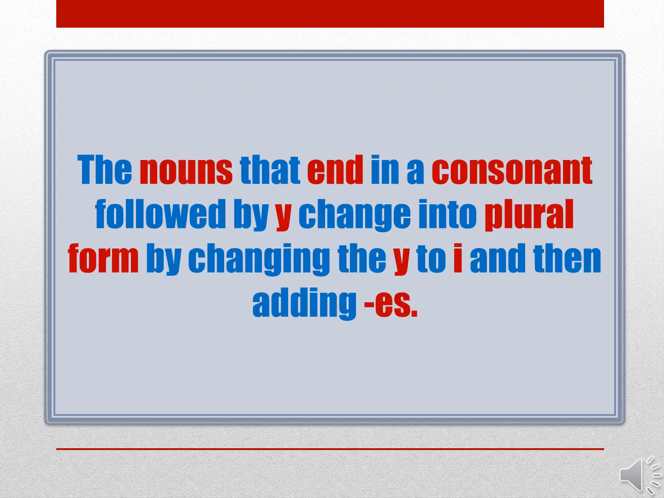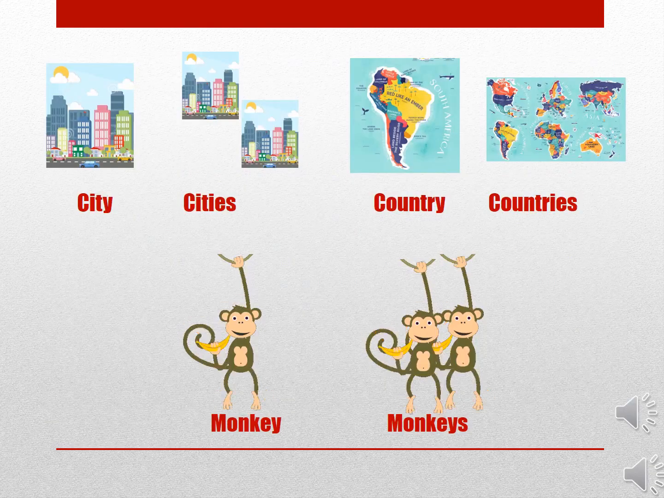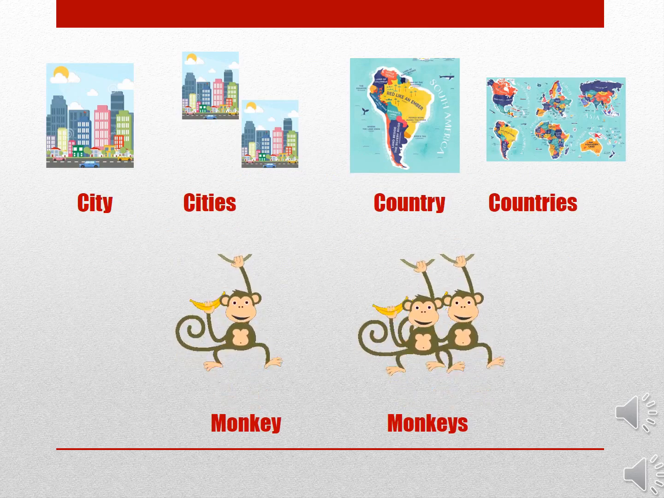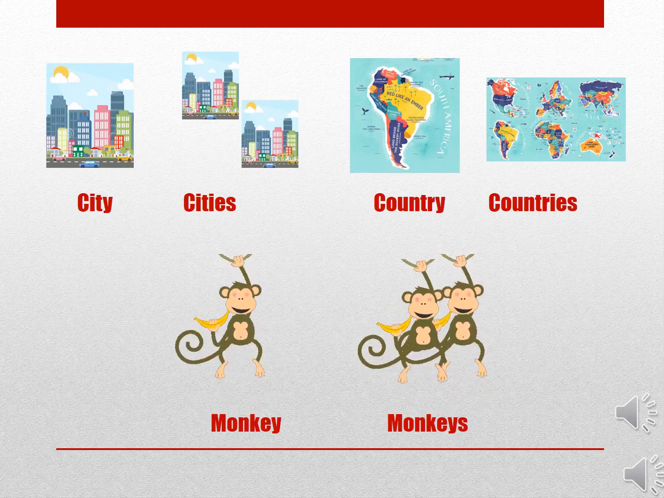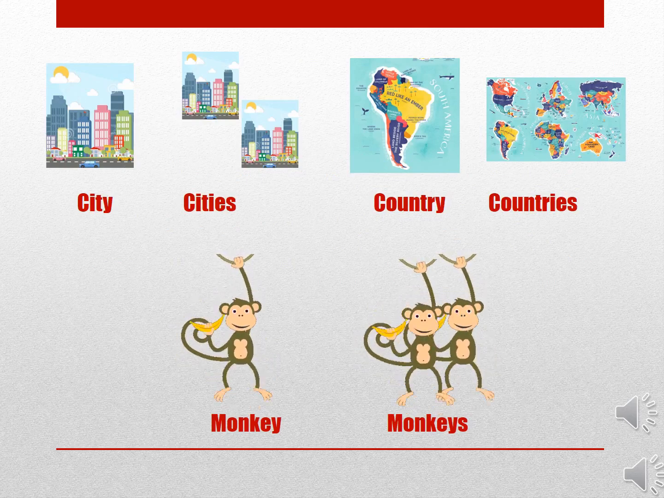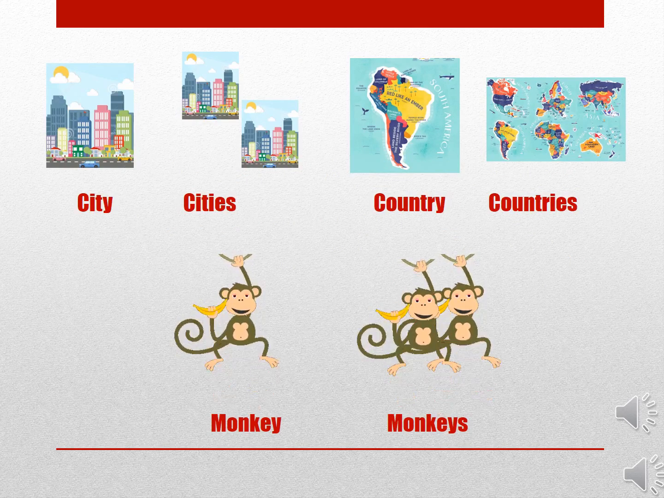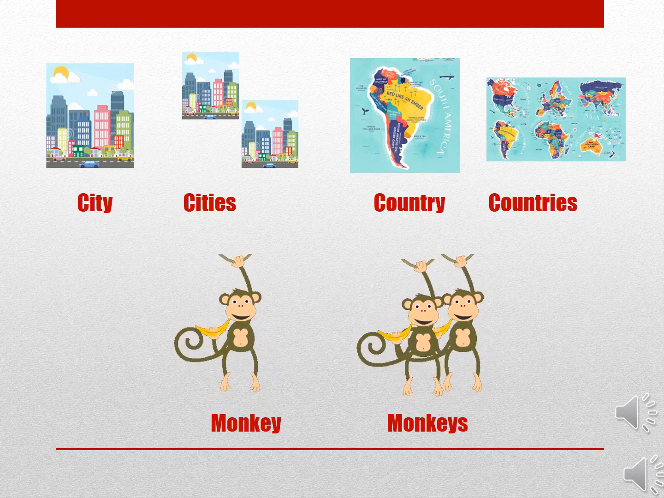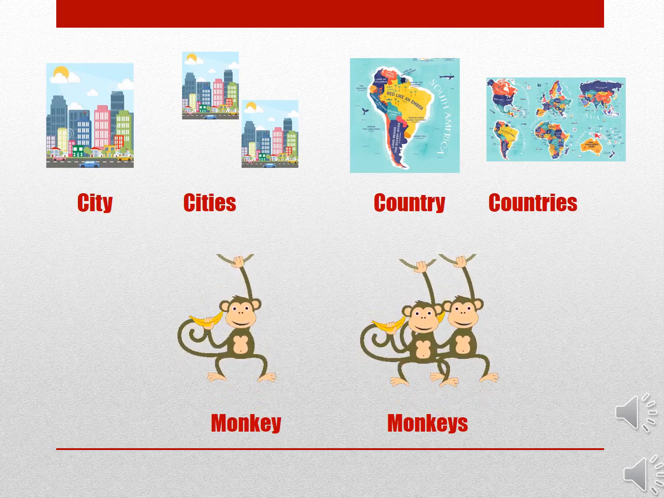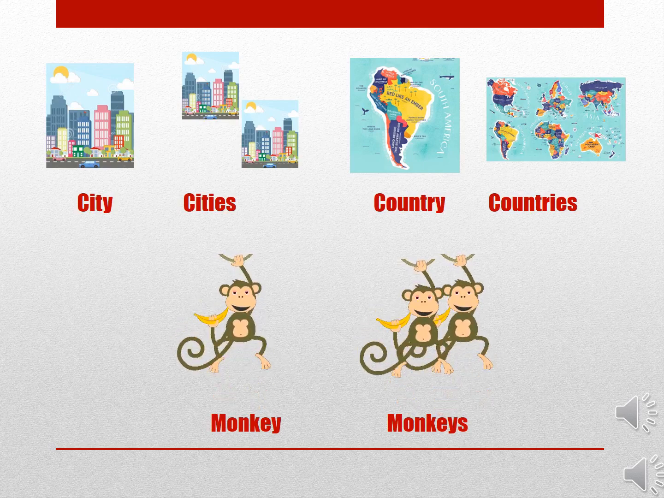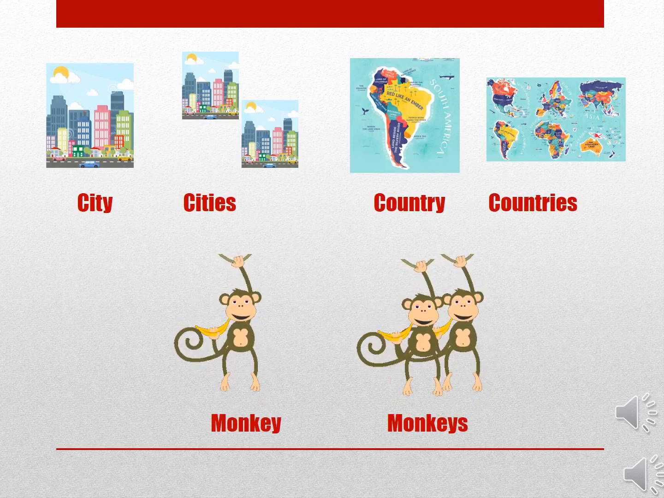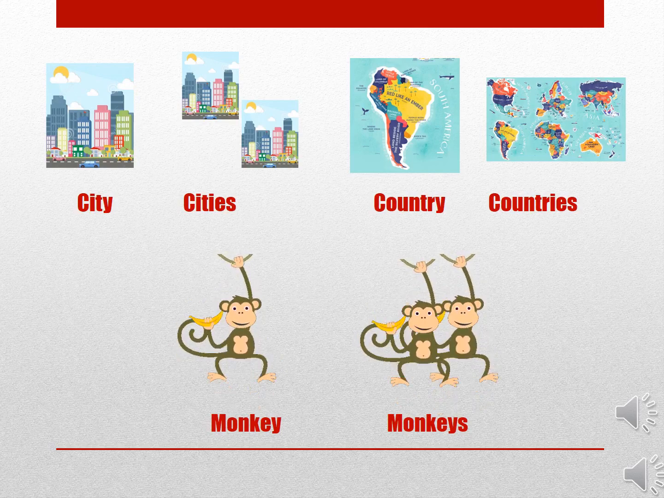The nouns that end in a consonant followed by Y change into plural form by changing the Y to I and then adding ES. For example, city, cities, country, countries. Even though monkey ends with a Y, it does not get the plural form ES. Rather, you just add an S.